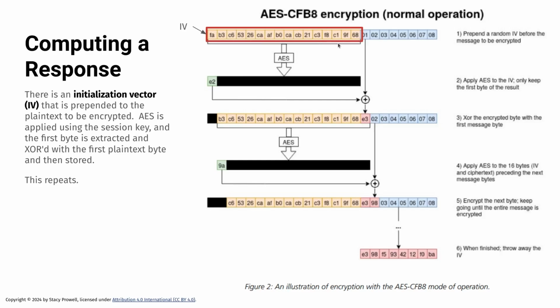This is the initialization vector. And in this case, it's just some random bytes. That's a pretty good choice, because you like to have some randomness in there. So we prepend these random bytes before it, and then we put this through AES, and we'll get out a new chunk of bytes. But what we're going to do is throw away all those bytes except for the first one. This is all part of the AES CFB8 operation on Windows.